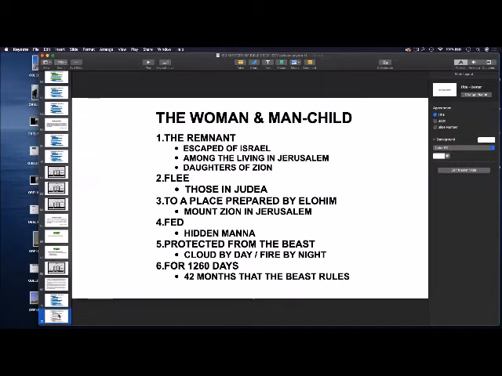Then they're going to this place prepared by Elohim, which is the old city of Jerusalem. And it is there that they're going to be fed the manna, just like the children of Israel were fed in the wilderness. They're going to be protected from the beast with a cloud by day and fire by night, just like the children of Israel were protected and led while they were in the wilderness. And this is all going to take place for a period of 1260 days, 42 months that the beast rules, or for a period of 3.5 years. And that's all there is.